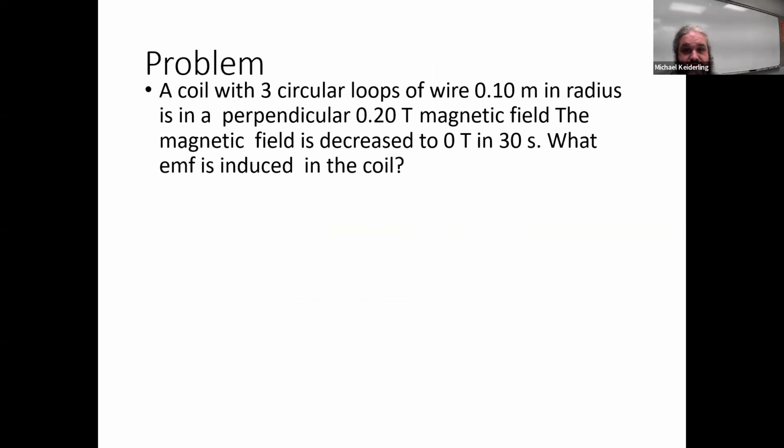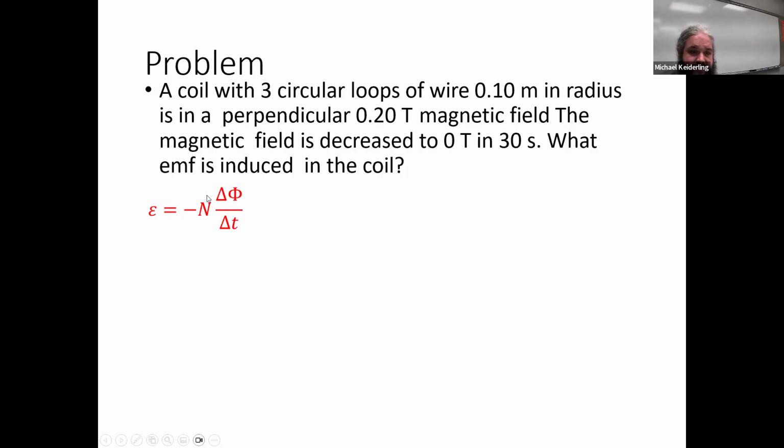So a coil with 3 circular loops of wire, 0.1 meter in radius, is in a perpendicular 0.2 Tesla magnetic field. The magnetic field is decreased to 0 Tesla in 30 seconds. What EMF is induced in this coil? Well, we have 3 loops. We have an area, a circle that is 0.1 meters in radius. We have a 0.2 Tesla magnetic field going to 0 Tesla in 30 seconds.